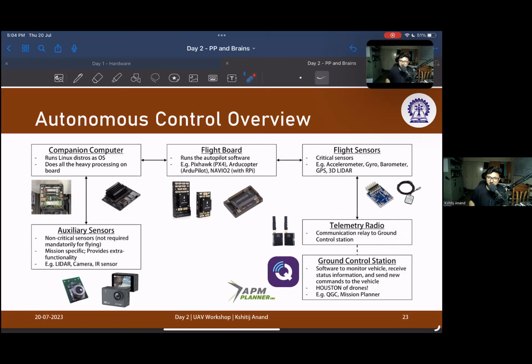This telemetry radio keeps communicating with software called the ground control station. Ground control station is a software. It's not like you need to physically set up a ground control station. You just need a laptop, and either QGroundControl (QGC) or the APM Mission Planner. I'll show you a short demo of the APM Mission Planner right now.